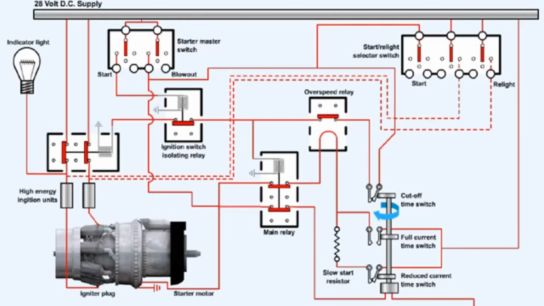Operation of the ignition system to supply the spark is achieved by selection of the relight switch. The electrical power to the relight ignition circuit functions independently from that which feeds the normal start circuit.